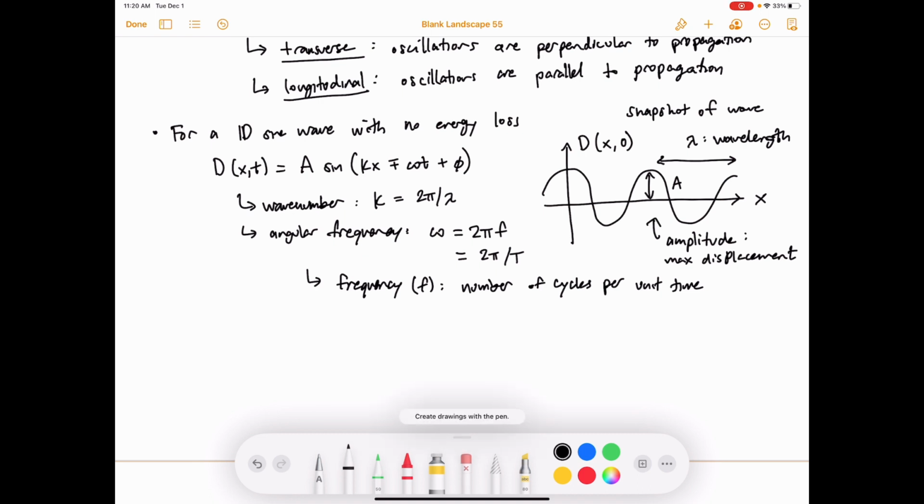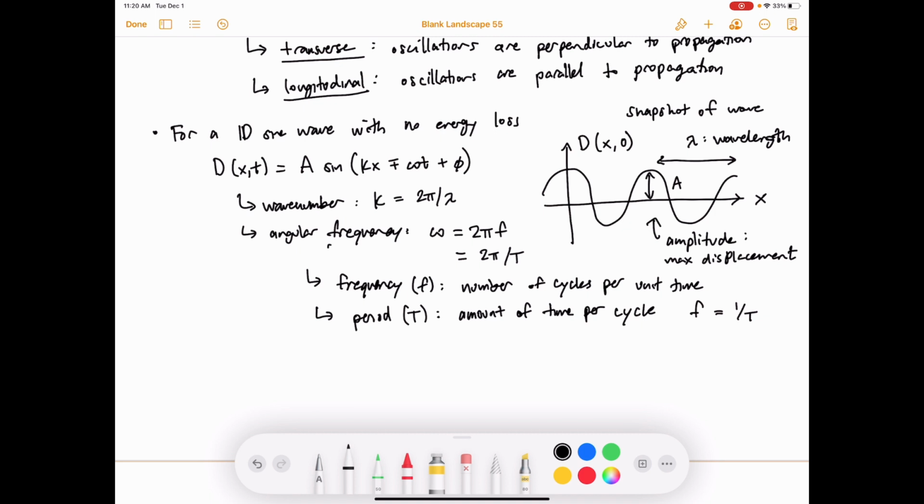But the period, T, is just the inverse of that. That's how long it takes to undergo one cycle. So amount of time per cycle. So again, these are the inverse of each other. f is 1 over T.